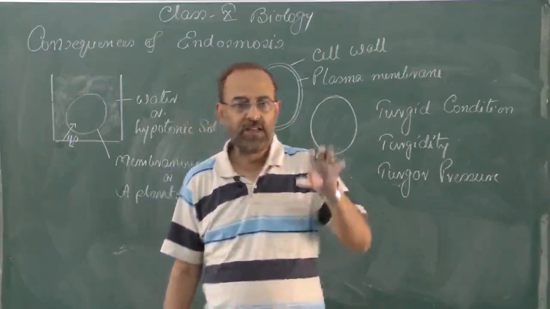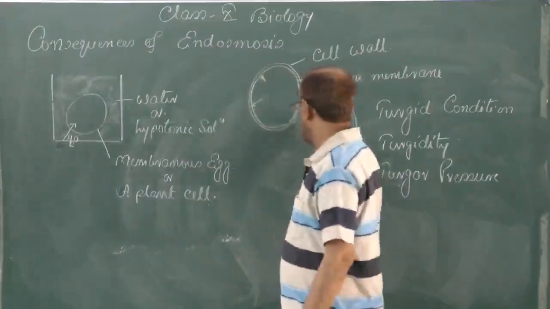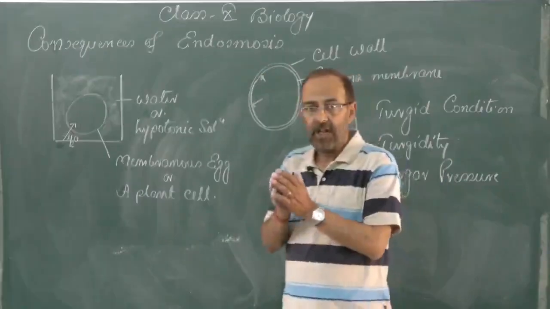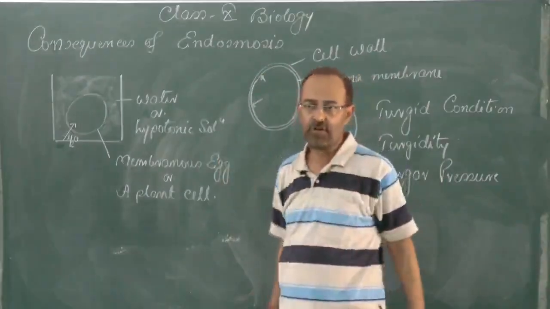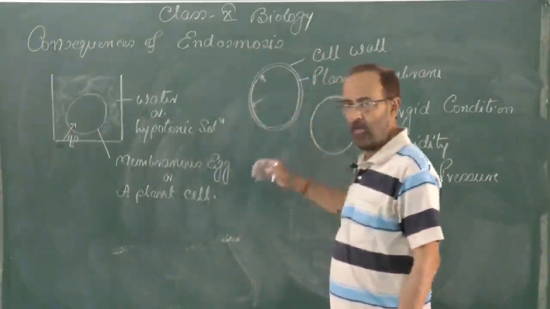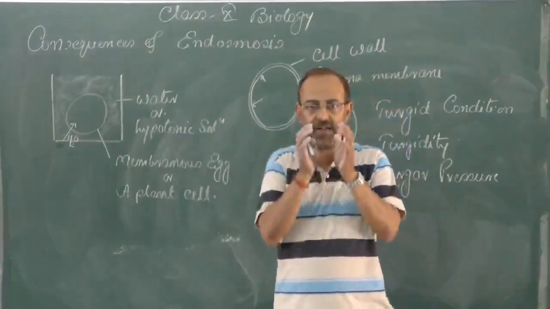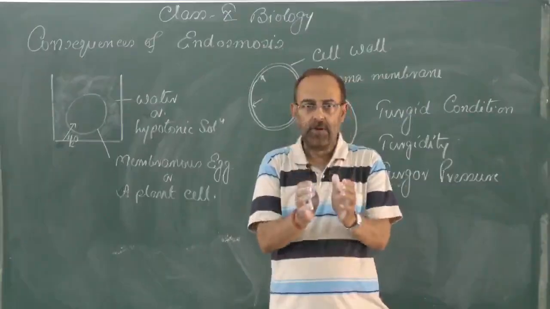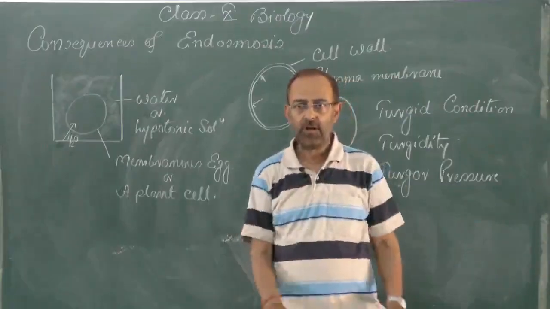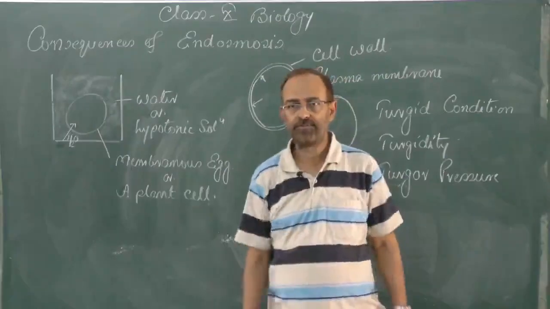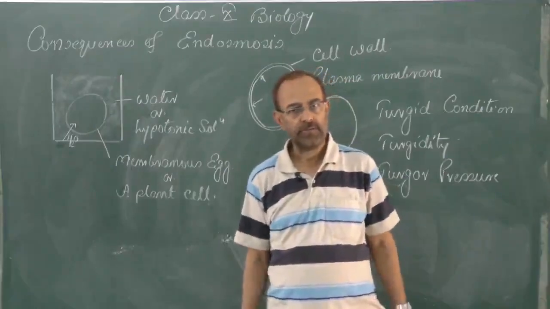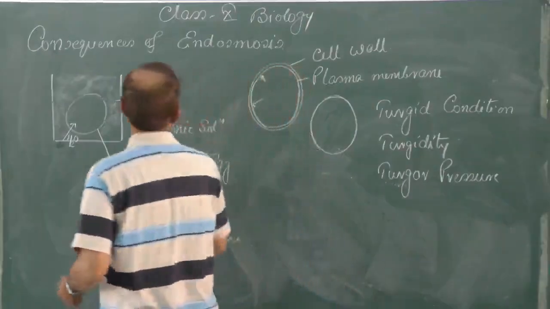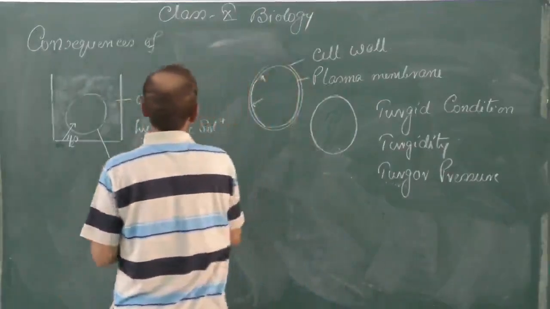Clear? And then as a result of turgidity, a turgid cell applies an outward pressure onto the cell wall. This pressure exerted by a turgid cell onto the cell wall is known as turgor pressure. Clear? Now come to consequences of exosmosis.